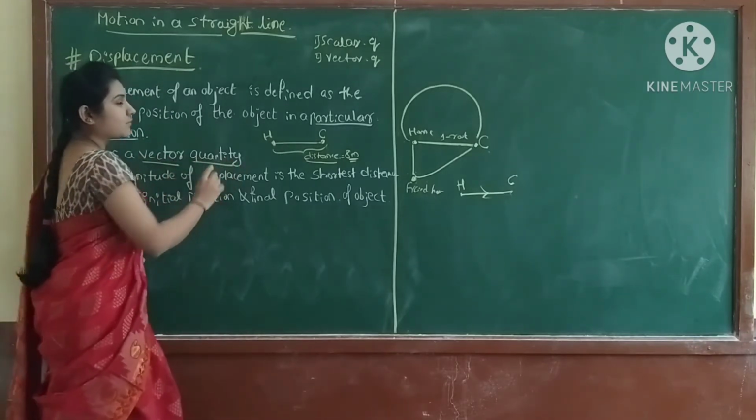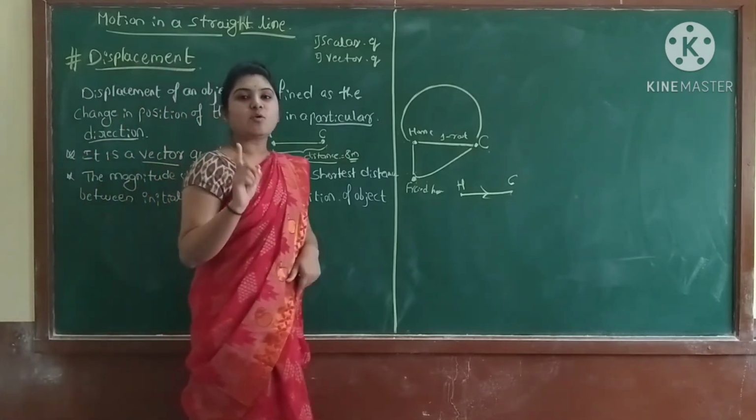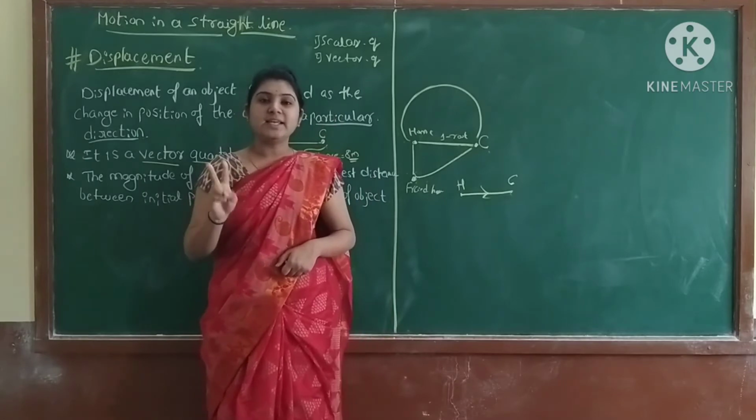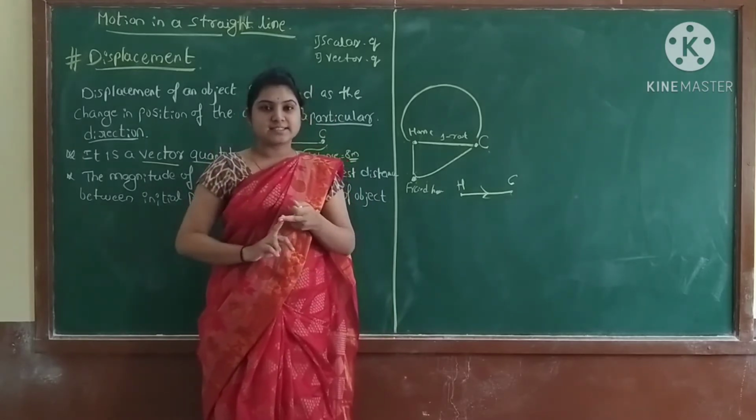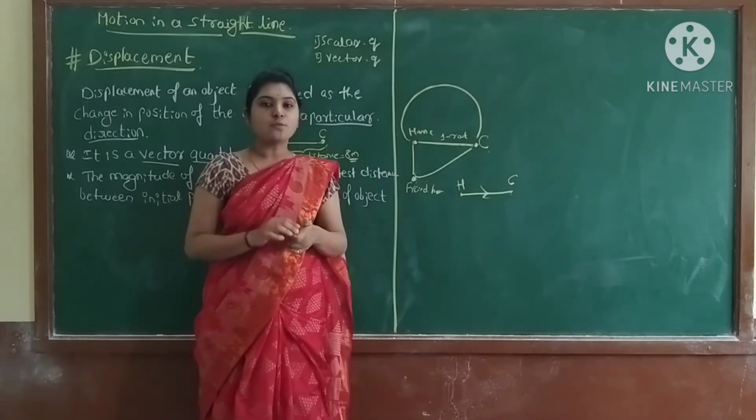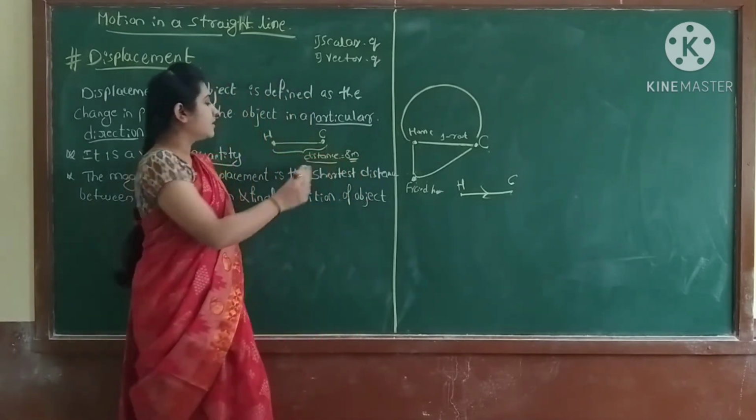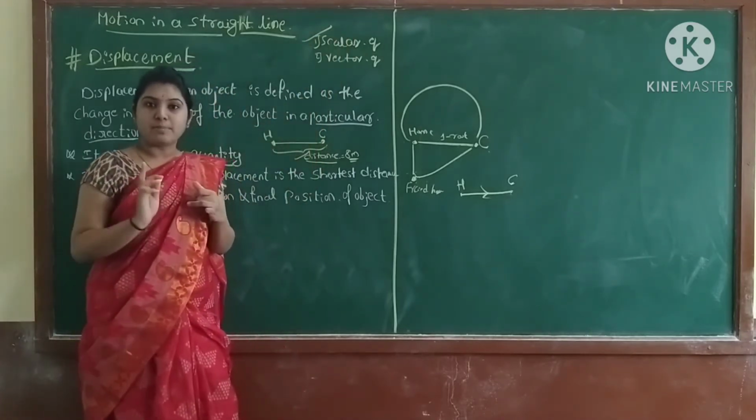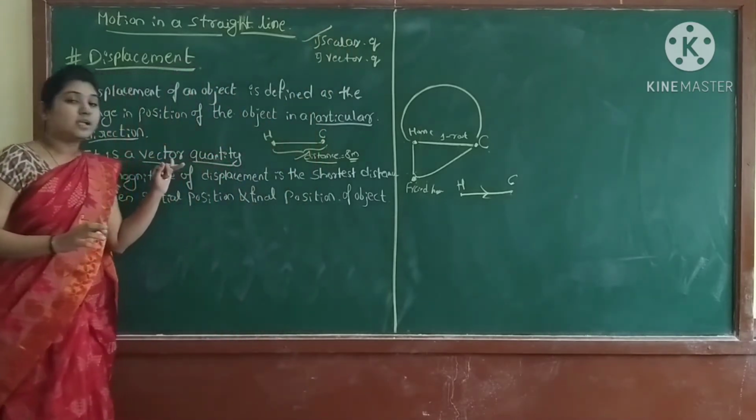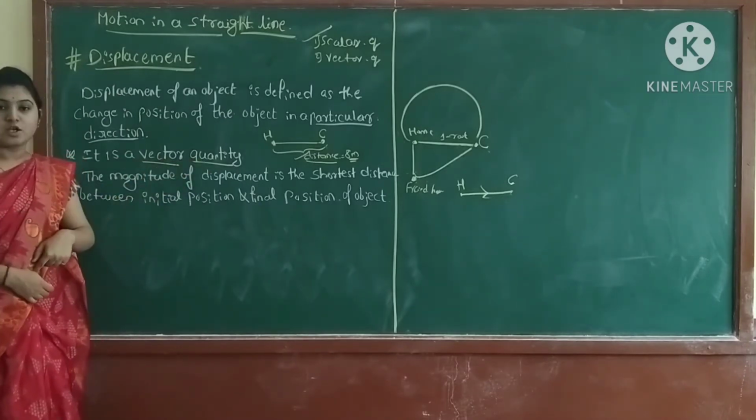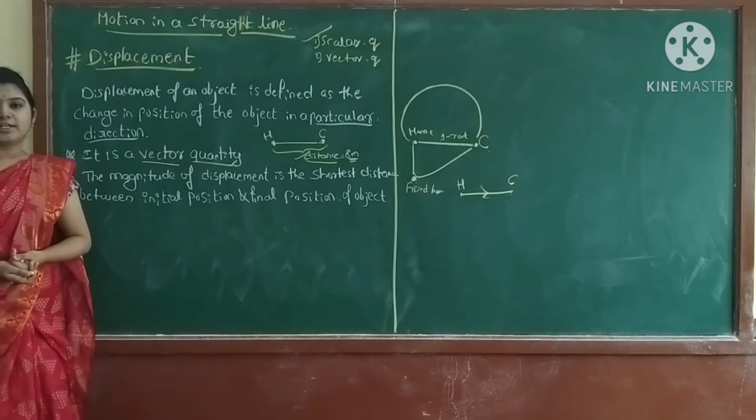What I told you, mainly the physical quantities are of two types. Physical quantities ಎಷ್ಟಿದೆ? Two types. First one is scalar and second one is the vector. Yes, so distance ಏನಿದೆ? Distance is a scalar quantity. But displacement is a vector quantity. So what do you mean by vector quantity then?